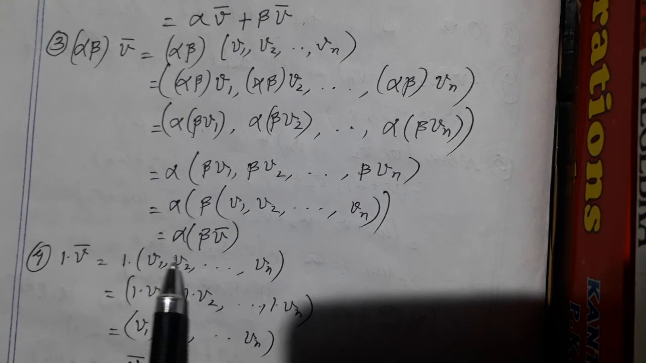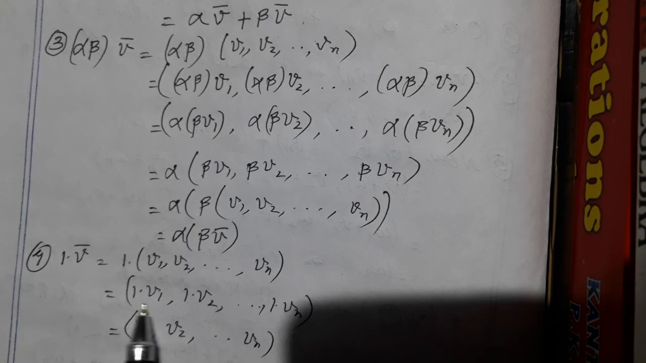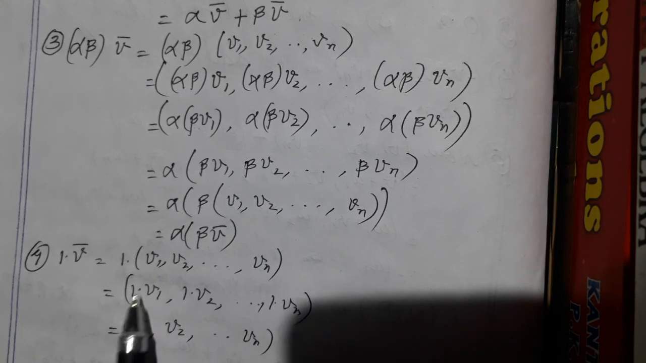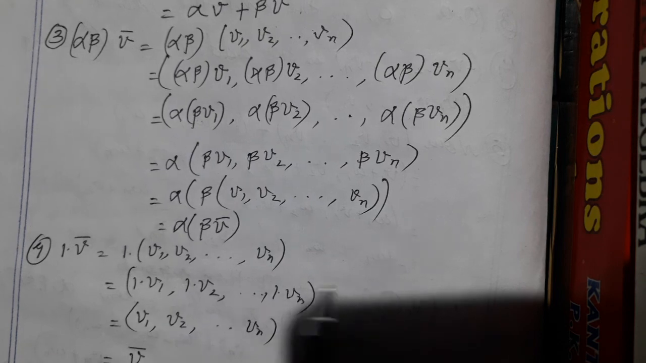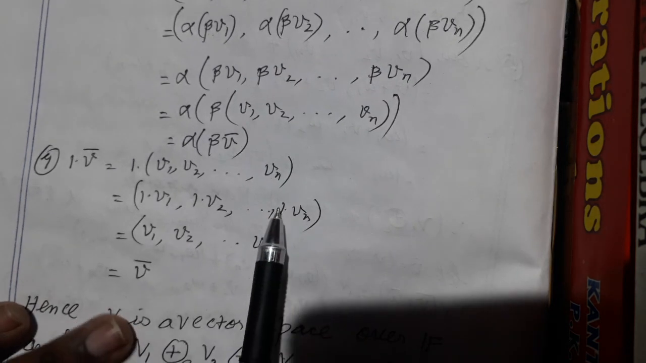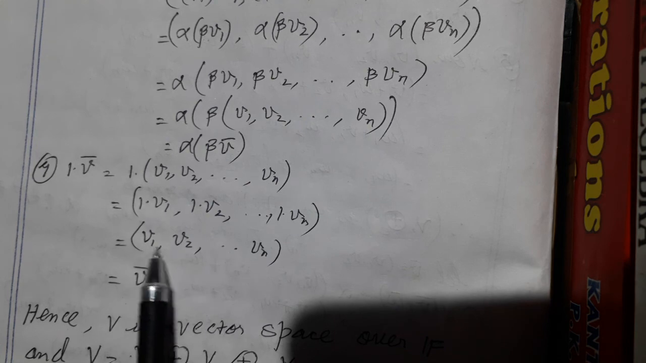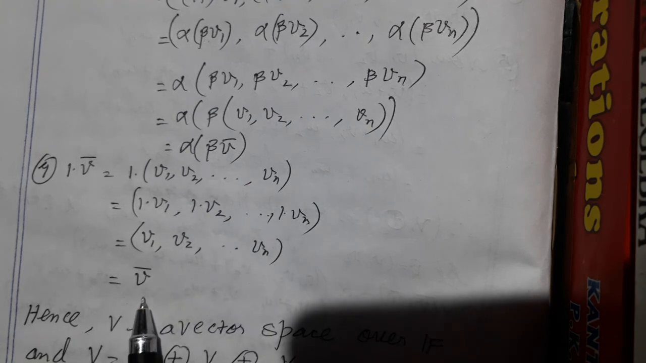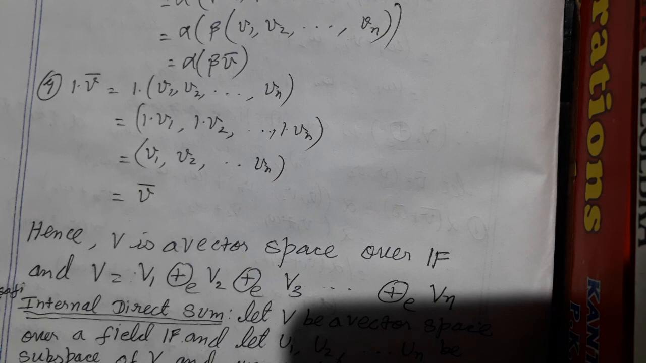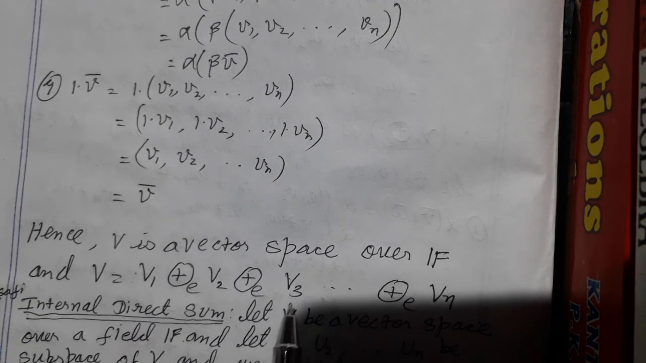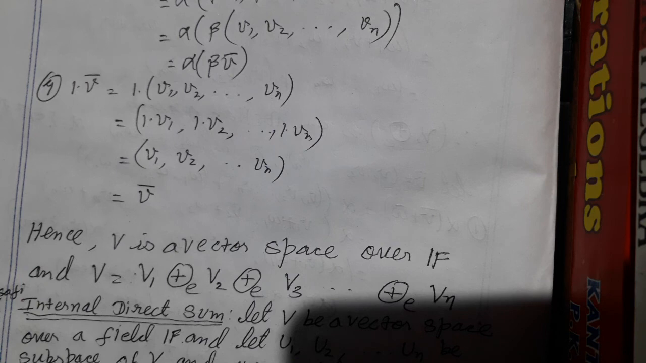Now 1 into V bar. You multiply 1 to each coordinate. V1 is an element of the vector space V1, so 1 into V1 is V1. And V2 is an element of the vector space V2, so 1 into V2 is also V2. In the same way, 1 into Vn will be Vn. So we get V1, V2 till Vn, which is equal to V bar. So it holds all the conditions of the vector space. Hence, V is a vector space over the field F, and it is denoted by this, which is the external direct sum of the given vector spaces.